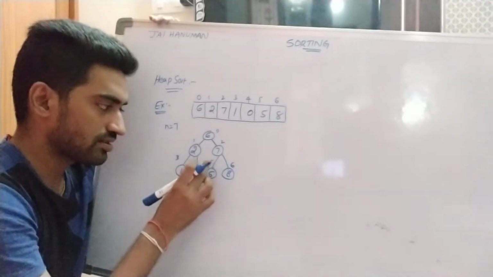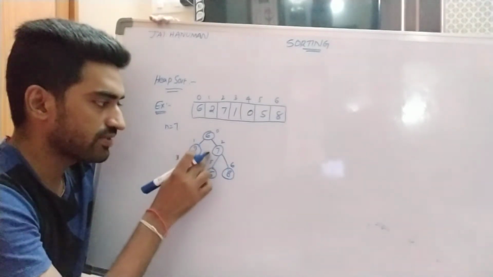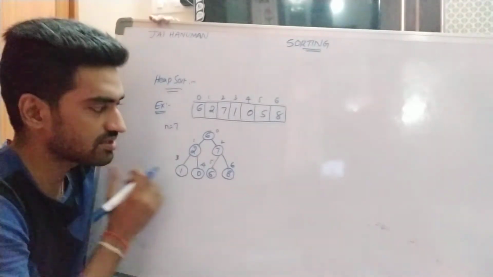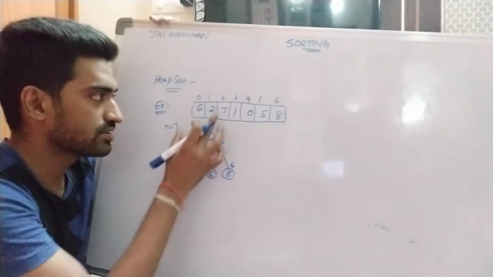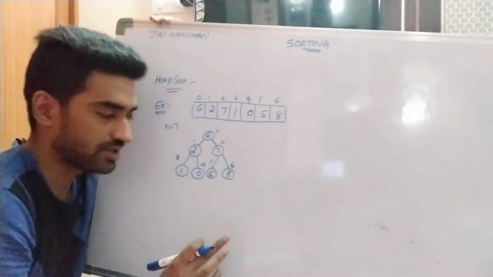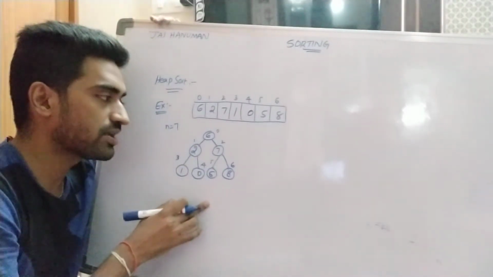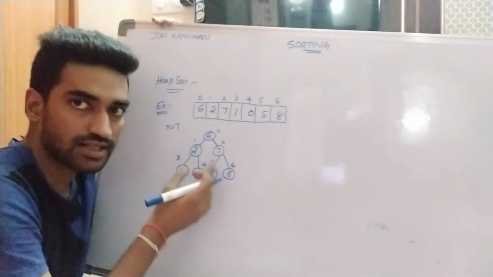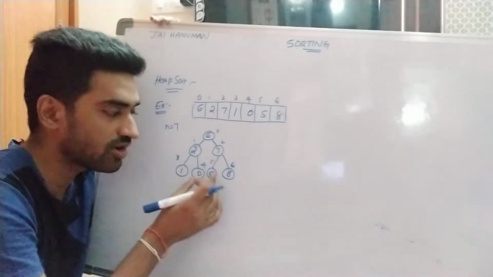So this is a complete binary tree. Why? Because all the levels are completely filled except the last level, right? So here all the levels are completely filled. So that's why this array satisfies the complete binary tree property. So after construction of the complete binary tree, check whether the complete binary tree is in heap order or not.